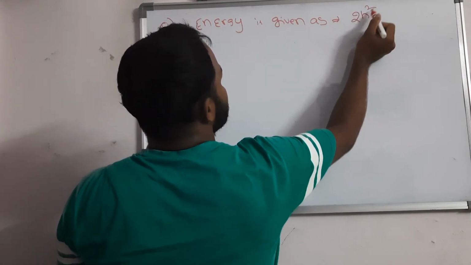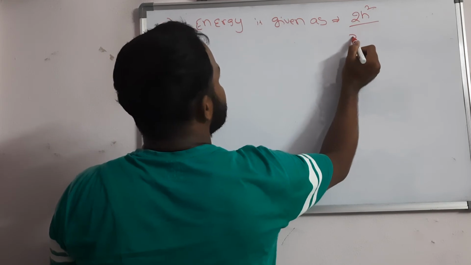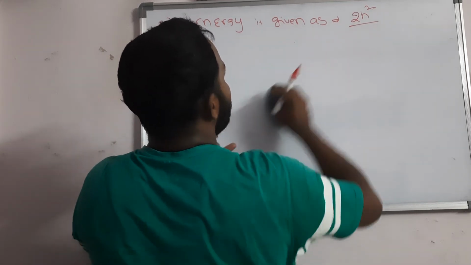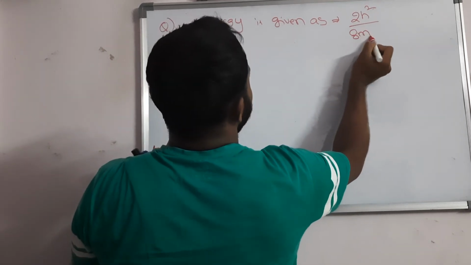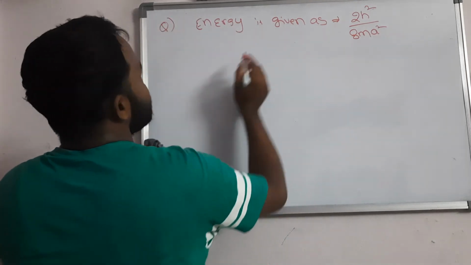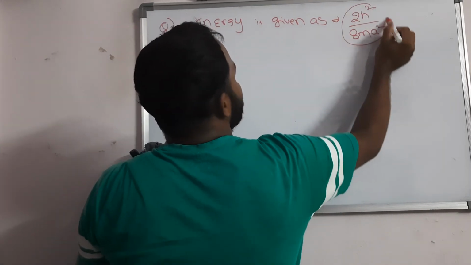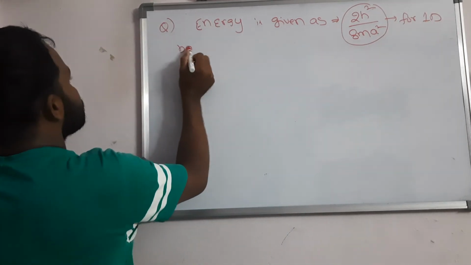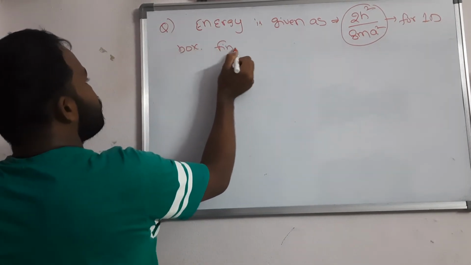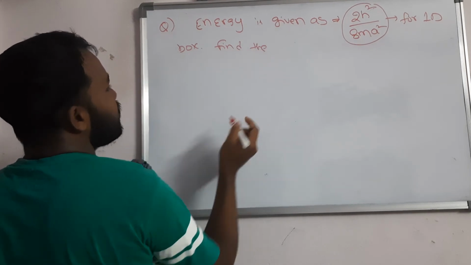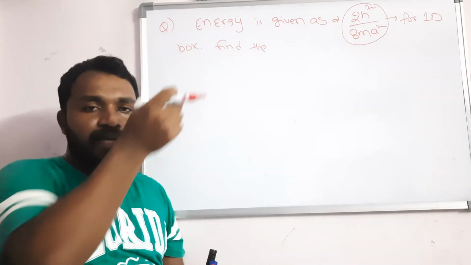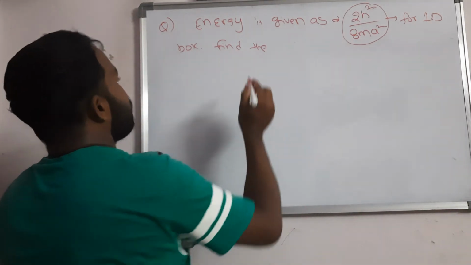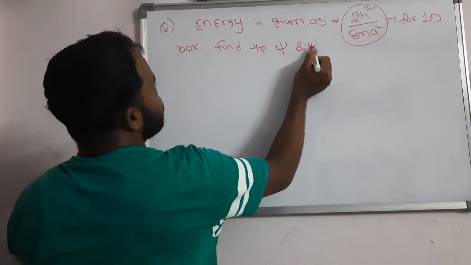The energy is given by 2h square by 8ma square for a 1D box. The question is: find the probability of finding the electron, that is psi and psi square. Find the psi and psi square.